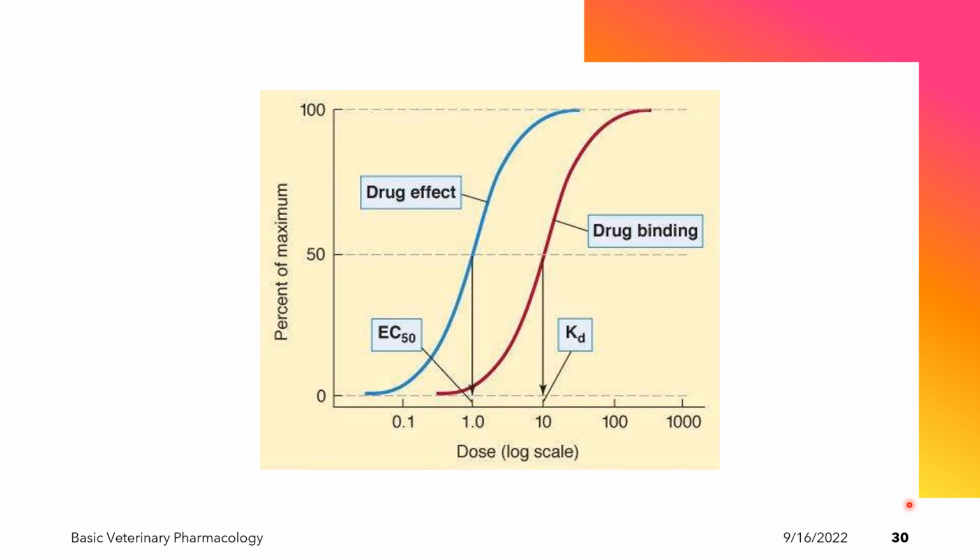So if the EC50 is less than the value of the KD, then the spare receptors are said to exist. In this case, our EC50, or the 50% maximal effect, is achieved at a dose of 1.0, and our 50% maximal binding is achieved at a dose of 10. So our EC50 is less than our KD. This just shows that a spare receptor exists.